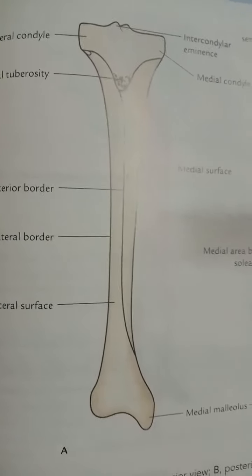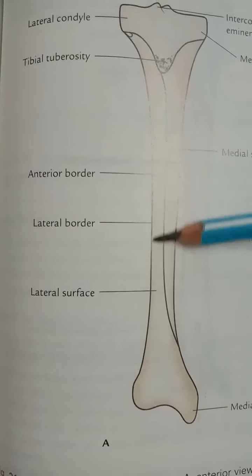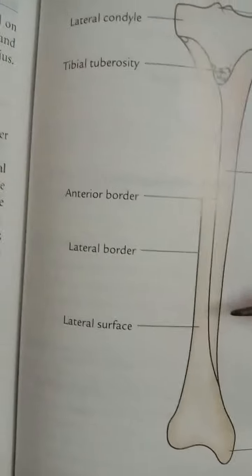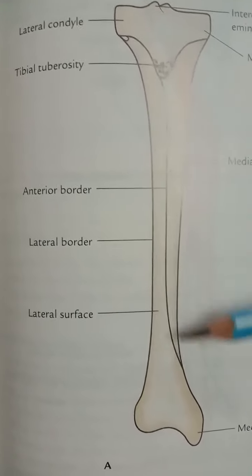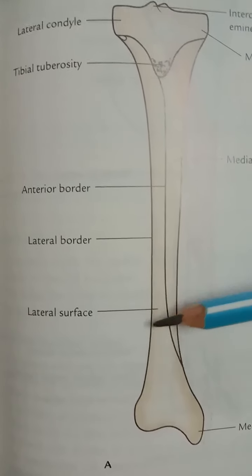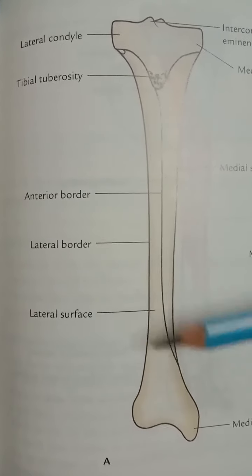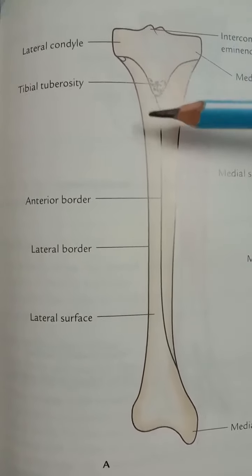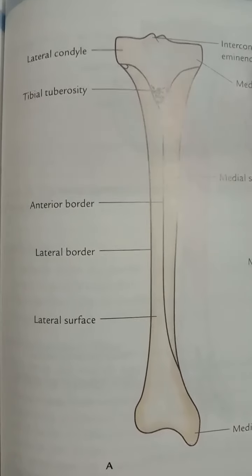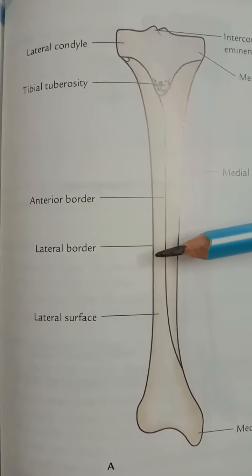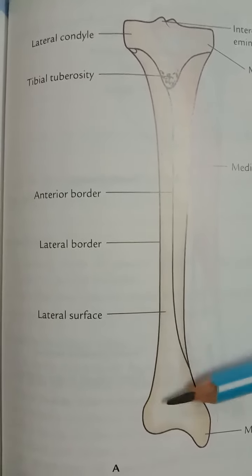Then the surfaces of the tibia. First, the lateral surface, so this one. The lateral surface lies between the anterior border and the interosseous, or lateral border. So this surface is called the lateral surface. The upper 3/4 of this surface is concave and directed laterally, and the lower 1/4 is directed forward.